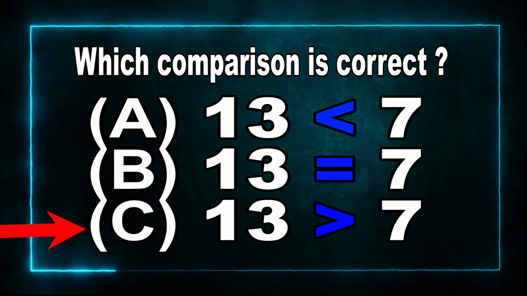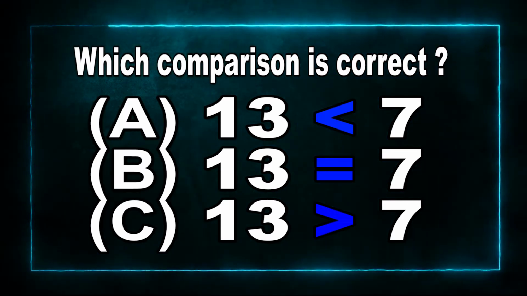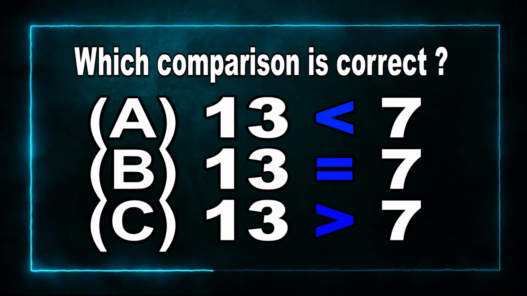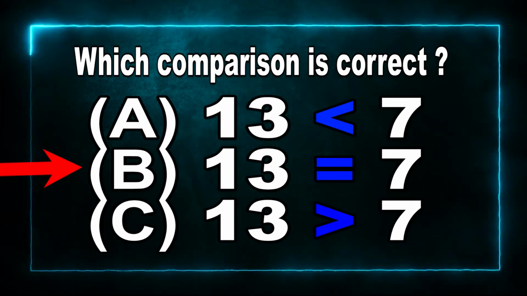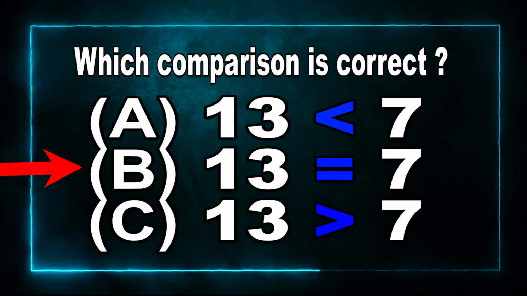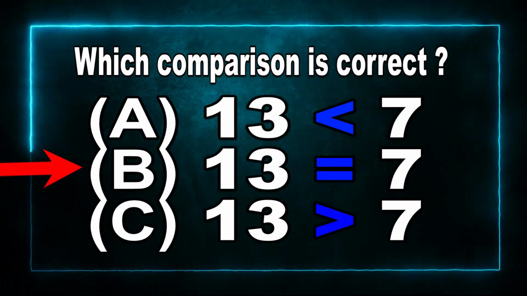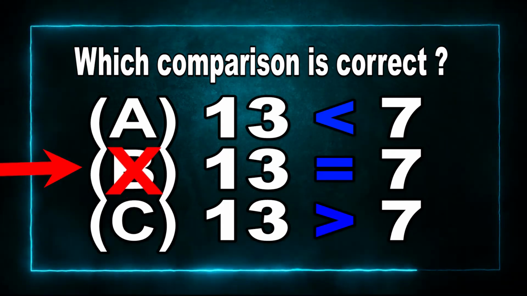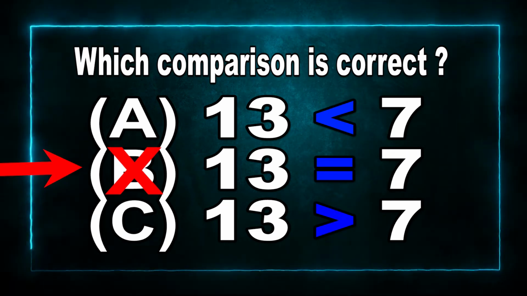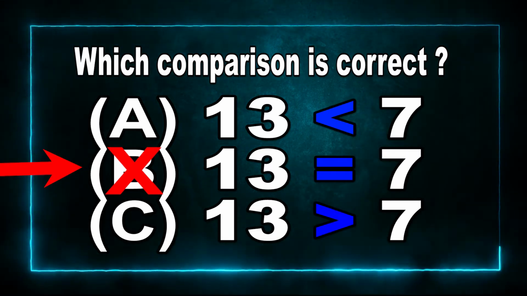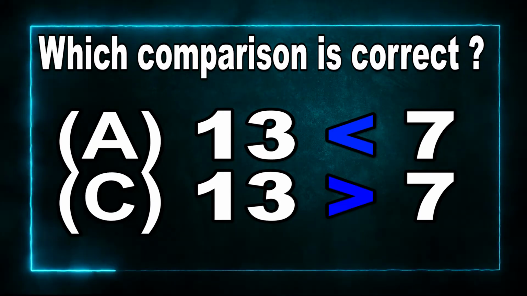Now remember, in order for us to use the equal sign, the two numbers have to be the same. Are these two numbers the same? No, they are not. So we cannot use the equal sign. So therefore, letter B is wrong. That is not the answer because the question says which one is correct. So let's look at letter A and letter C.